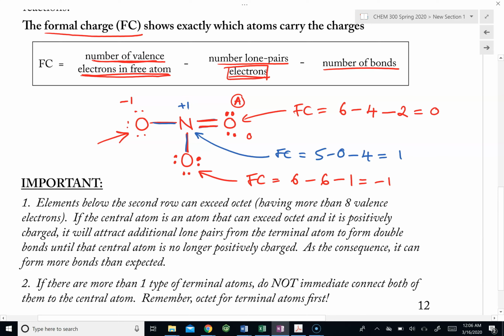Now, we're going to be looking at all of these formal charges right here, and we see that this nitrogen is plus 1, this oxygen is negative 1, this oxygen is negative 1, and this oxygen right here is neutral. If we were to add up all of these formal charges, that would equal negative 1, which is the overall charge of this molecule. Good.